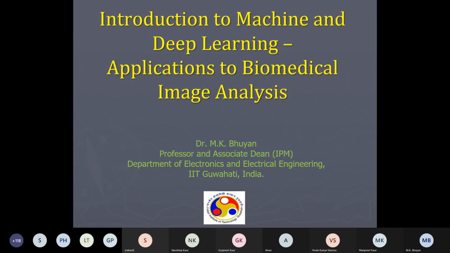And what is deep learning? Already I have explained. So first, you can see the first one is machine learning. From the input signal, from the input image, I can extract features. And after this, I can do the classification based on these features. But in case of deep learning, simultaneously I can extract the features and I can do the classification.